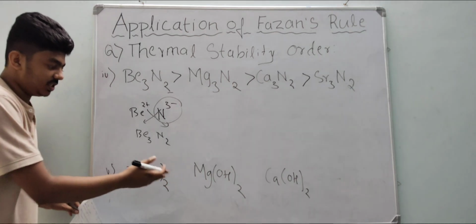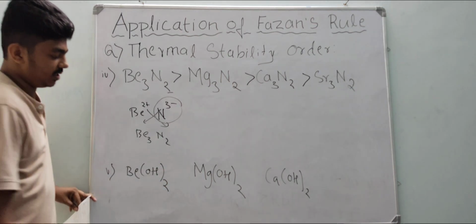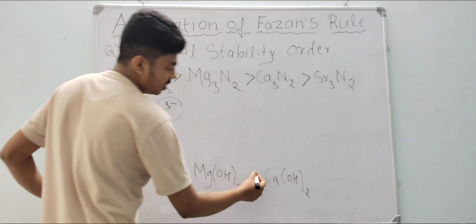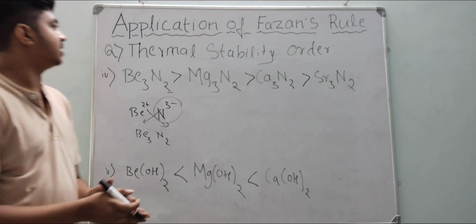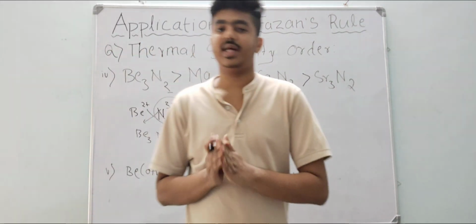We know that OH is polyatomic, so this is the order of stability. Like this, that is all about the thermal stability of an ionic compound.